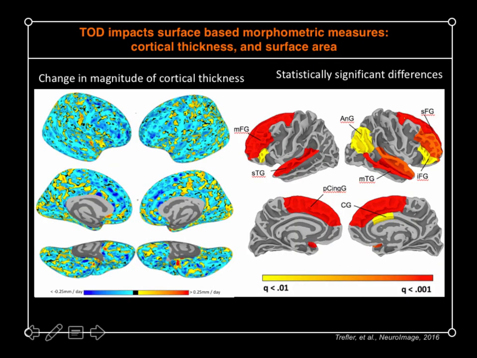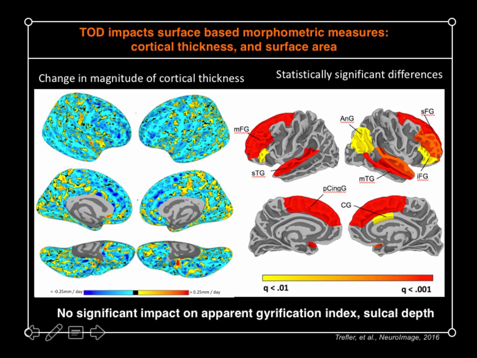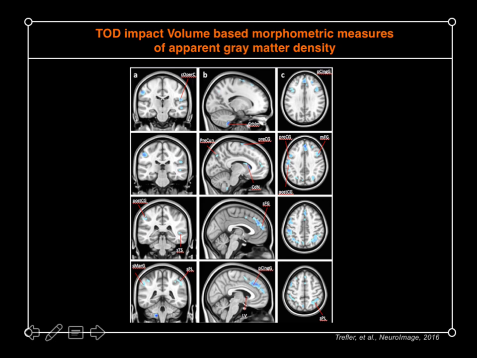Then we looked at second-order measures like cortical thickness. And what we found is that, indeed, this also has a really profound impact on measures of cortical thickness. And these are the regions where cortical thickness tends to decrease significantly from AM to PM. Obviously, given that we used the same images for voxel-based morphometry, we also see a significant reduction in gray matter volume in these same regions.